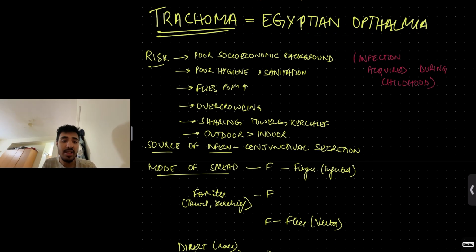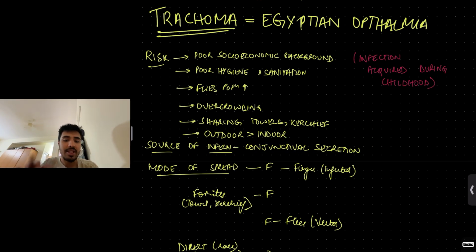Now, what are the risk factors? Risk factor is poor socioeconomic status. In fact, when they're living in poverty, there'll be poor hygiene, poor sanitation. So because of that, the fly population will be very high. Overcrowding. There's a lot of sharing of towels, kerchiefs, handkerchiefs, etc., which can lead to spread of the infection. More common in outdoor occupations than indoor occupations, and the source of the infection is conjunctival secretion.